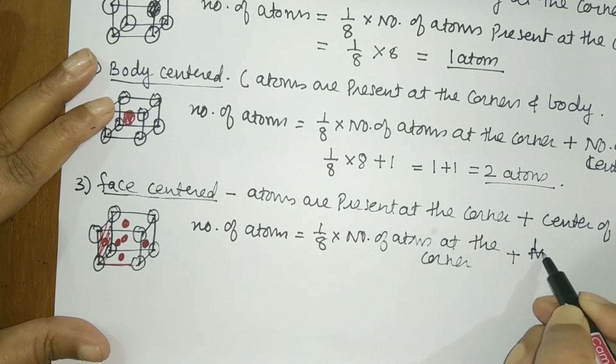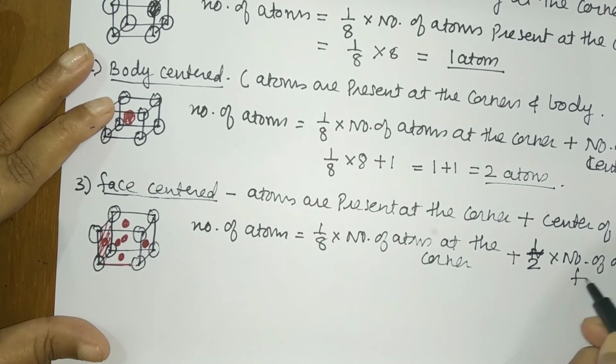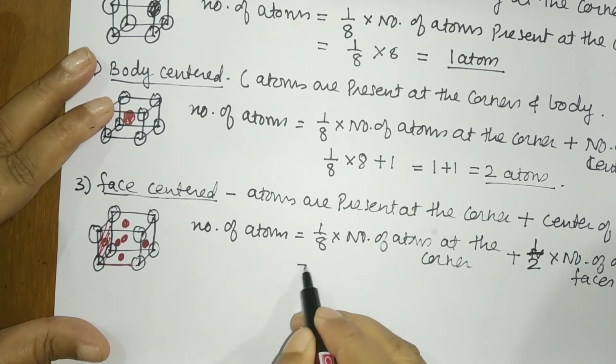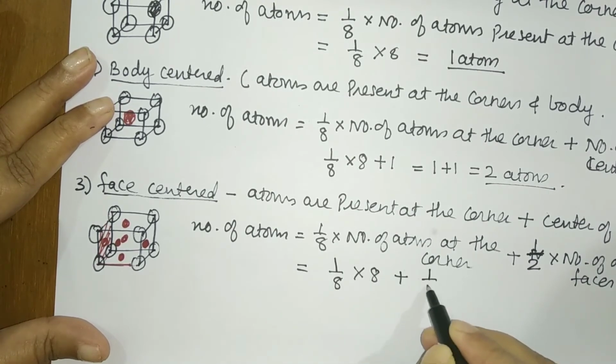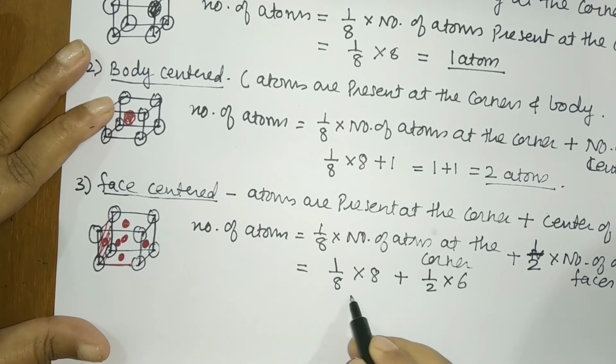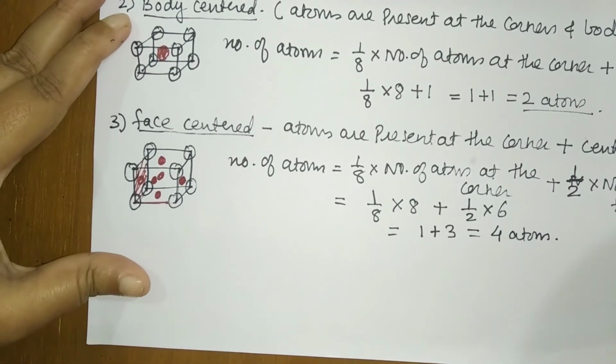So what is the contribution, student? Half into number of atoms in the faces or at the center of the faces. So this will be 1 upon 8 into 8 plus 1 upon 2 into 6. So how much will be this? 1 plus 3. So 4 atoms they contribute in case of face-centered unit cell.